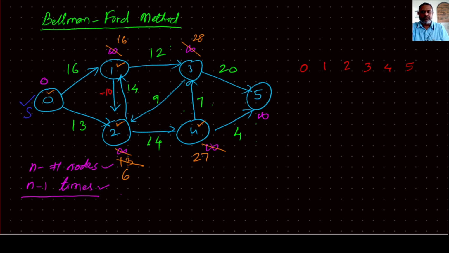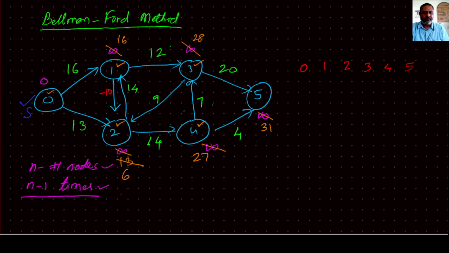From 4 you can go to 3. 27 plus 7 makes 34, but the better answer 28 is already there, so let's neglect this. Then from 4 we can go to 5. 27 plus 4 makes 31. That's a better choice, so let's remember it. So node 4's work is over. Then we are left with 28 and 31. Among them 28 is the smaller one, so let's look at where we can go from node 3 and see if we can update anything.